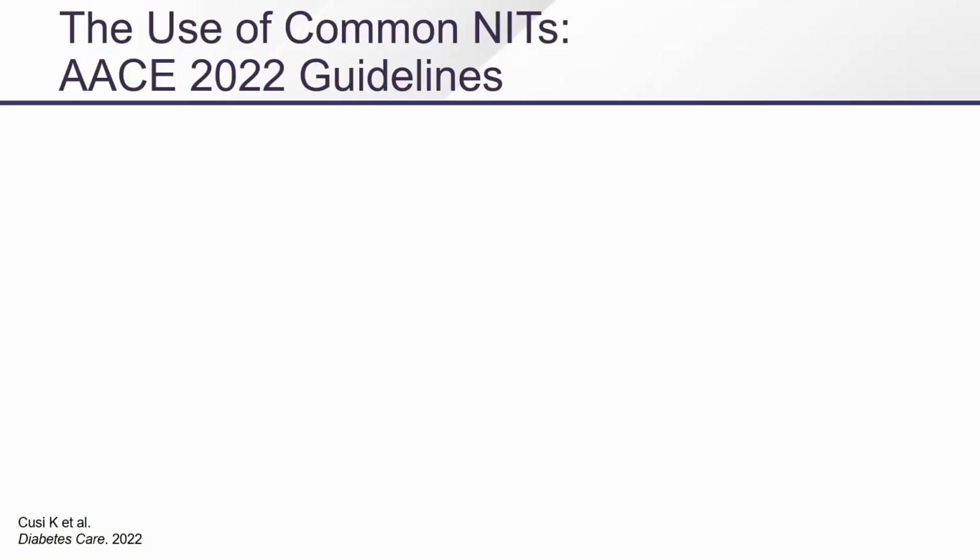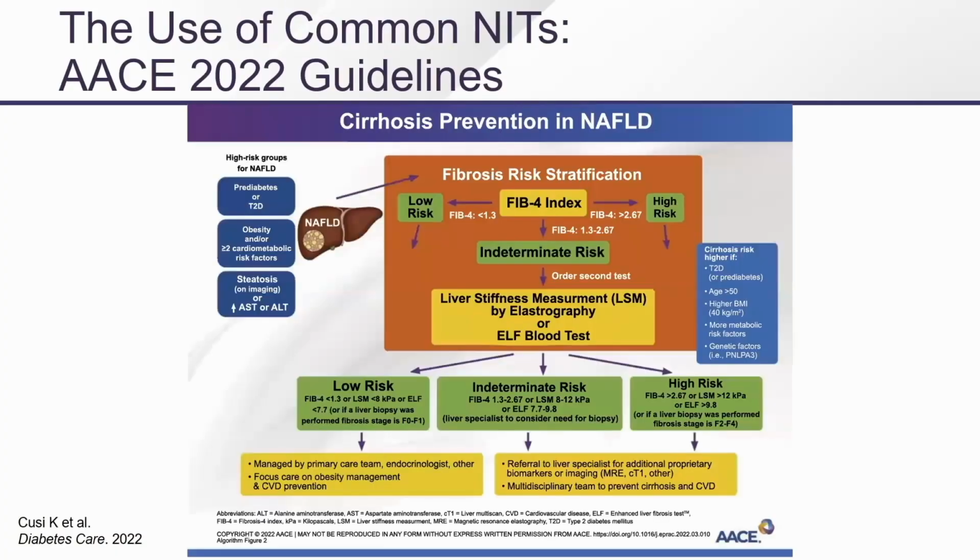This is the 2022 guideline from AACE, the American Association of Clinical Endocrinology. I was a part of that. Now, remember, if you look at the left, they're looking at those patients who are at high risk clinically: diabetics, pre-diabetics, obese, especially with cardiometabolic risk. Then we're looking at FIB-4 first, and using FIB-4 to risk stratify further for second-line NIT testing, which is either transient elastography or ELF testing.